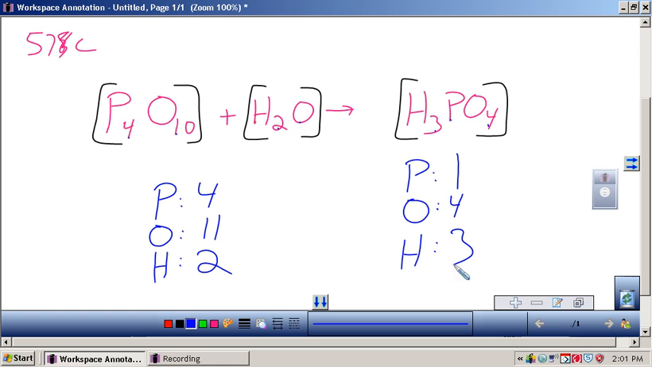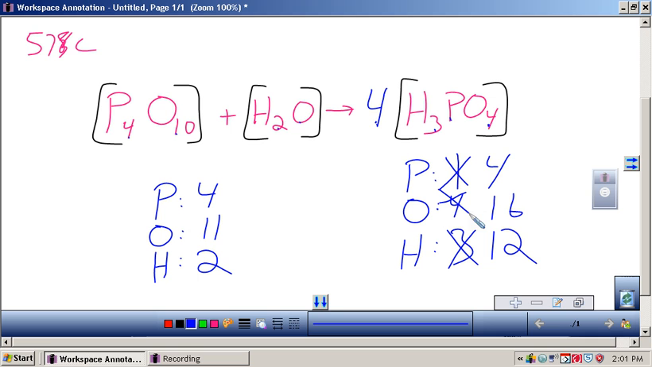Well, I'm going to start with my phosphorus. 4 on the left, so I need 4 on the right. So I'm going to multiply this whole thing by 4. Now I have 4 phosphorus. And I have 4 times 3 hydrogens. So I have 4 times 3 is 12. And I have 4 times 4, 16 oxygens.